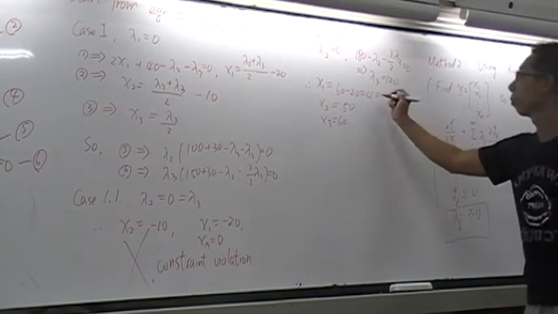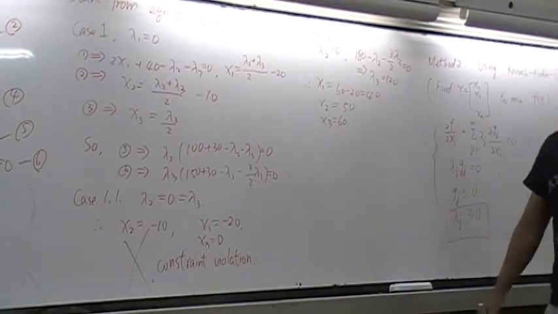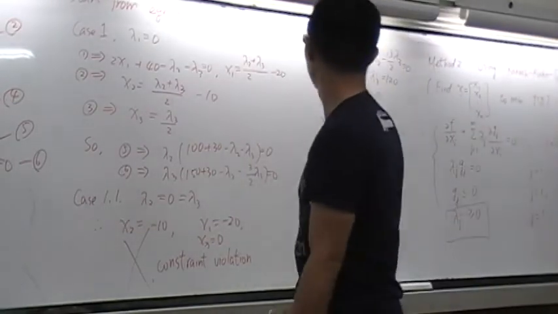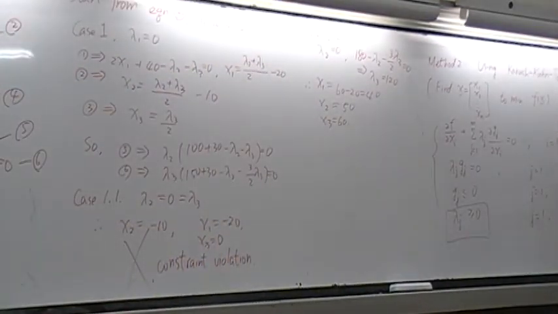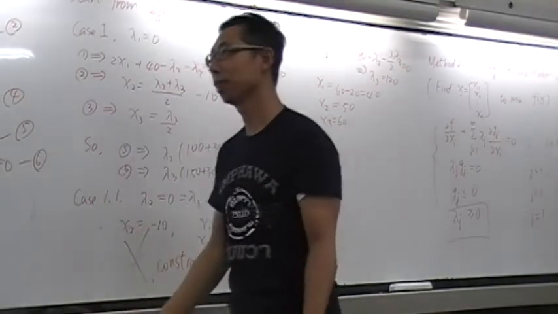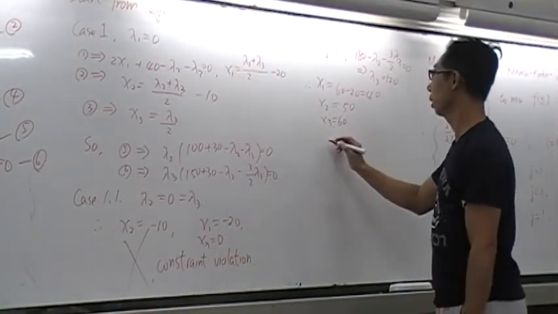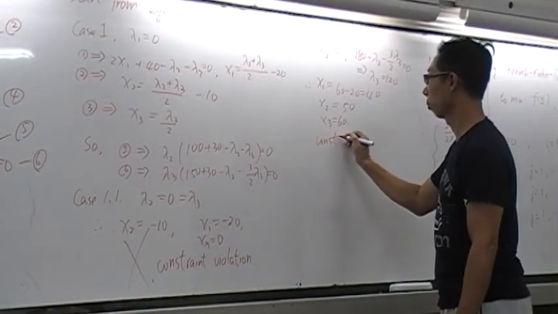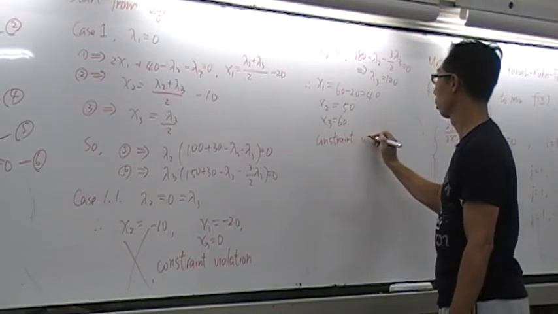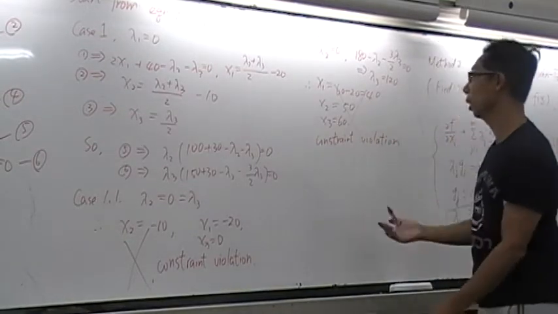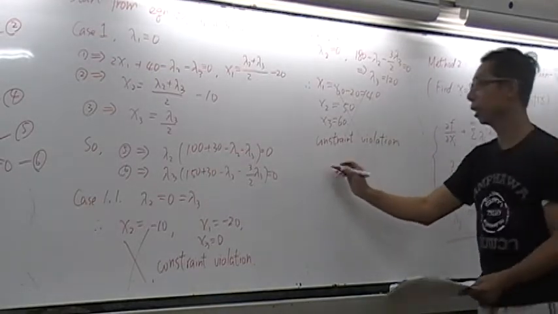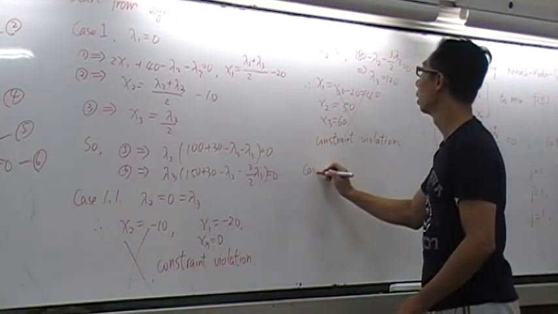But again, some constraints are violated, right? Because as you can see, x1 equals 40, G1, 50 minus 40 is 10. That is not less than 0. So, again, there is constraint violation. Okay, which means that this is, again, no good, okay? And you will see that case 1.3.